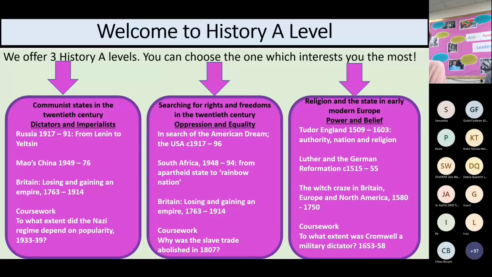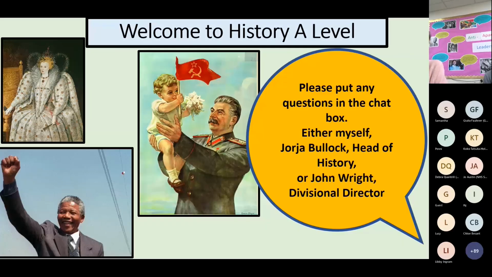The third topic for British Empire for HDA and HOA, and then the persecution of women and the witch craze in HPA, Power and Belief. That lasts the whole year, and that's a combination of breadth studies, depth studies, essay questions and sources alongside the coursework. So I think we've kind of gone round everything once.